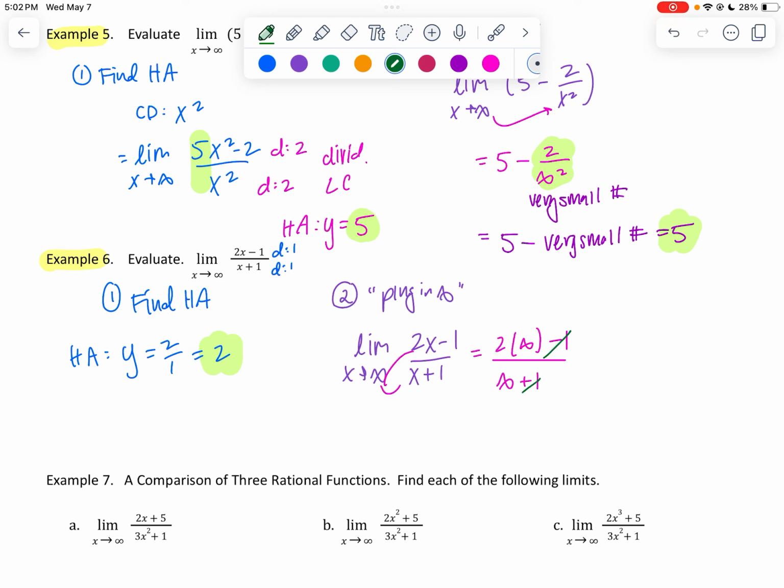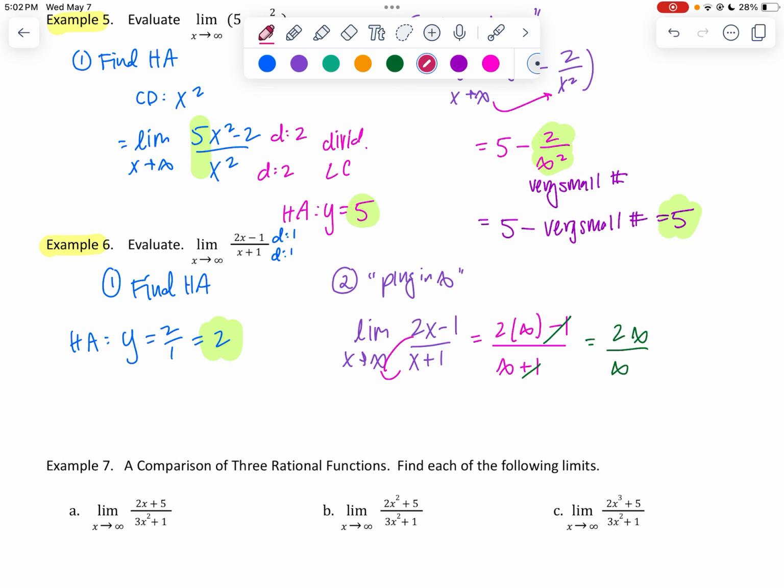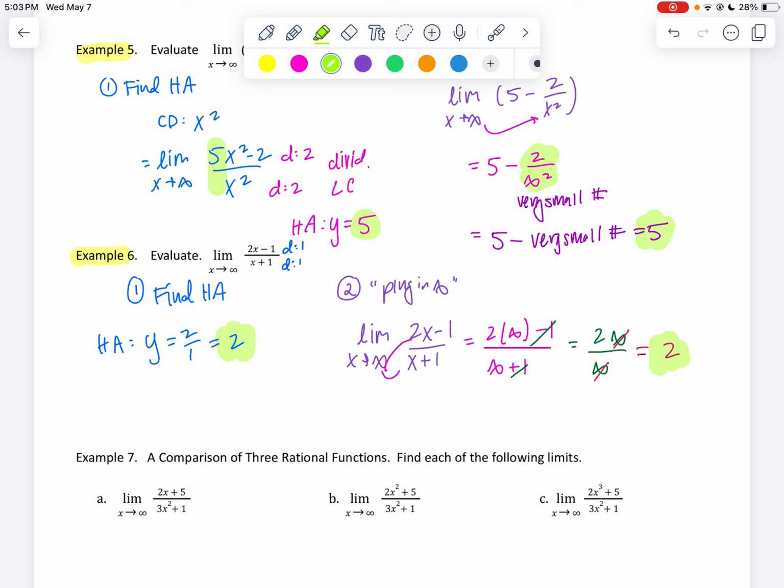I can literally cross them out because, again, if I add something to infinity, it's going to give me infinity. So all I'm evaluating now is just 2 times infinity all over infinity. And just like if we have 2x over x, my x's, or in this case my infinities, cancel out. So then I'm left with a value of 2. Okay, go ahead and try example number 7.